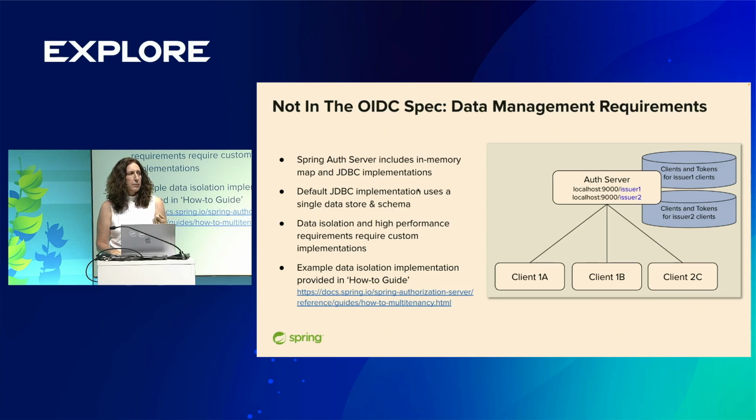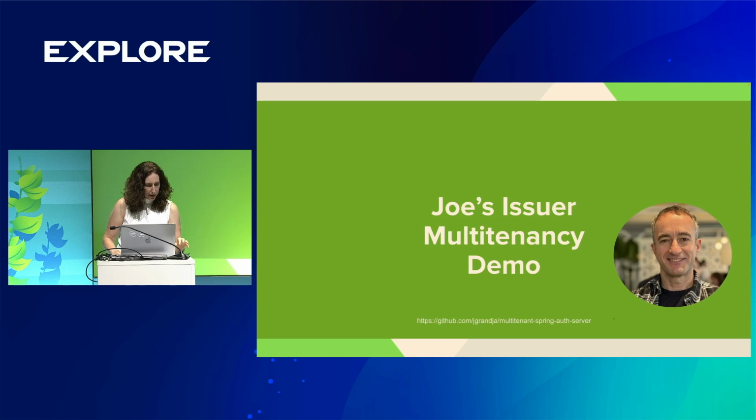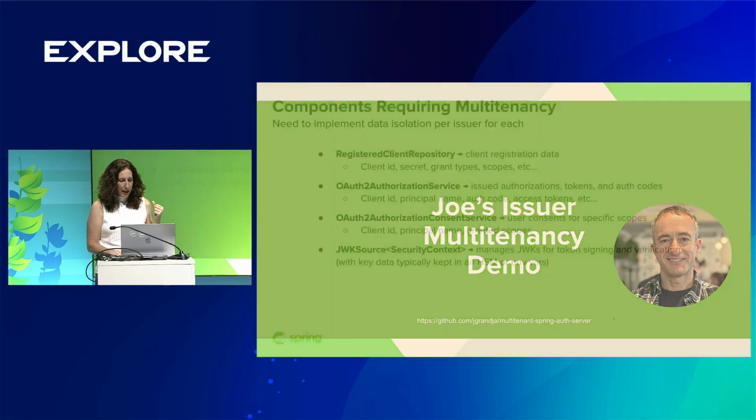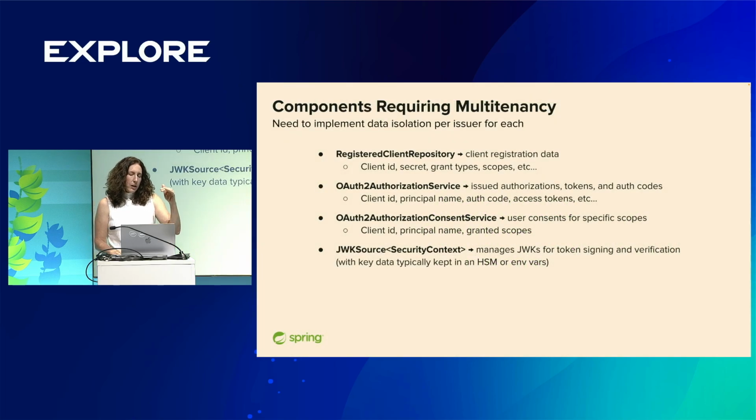The implementation is up to you. So what the Spring team has done is that they wrote a how-to guide as an example of one way that you could achieve the data isolation across two JDBC databases. So that's the link for the how-to guide. I'll show you, just keeping an eye on the time. And I want to credit, this is Joe Grandja's work. And that's the link to the demo that he has. And so I'll just walk a little bit through how he did this in this example.